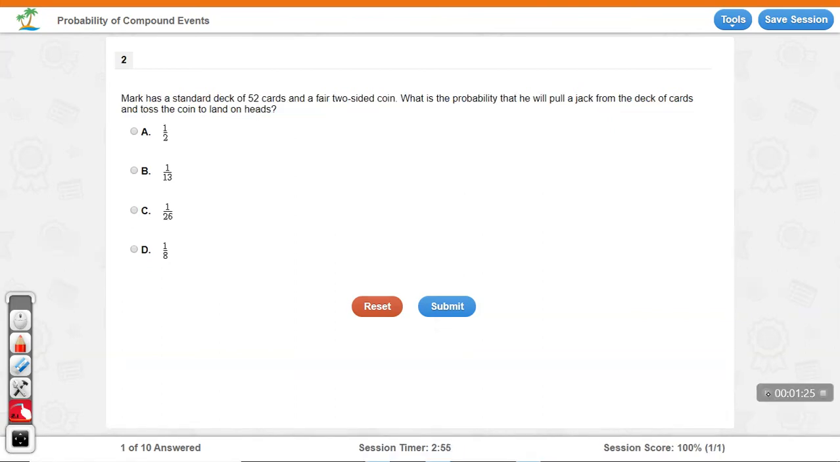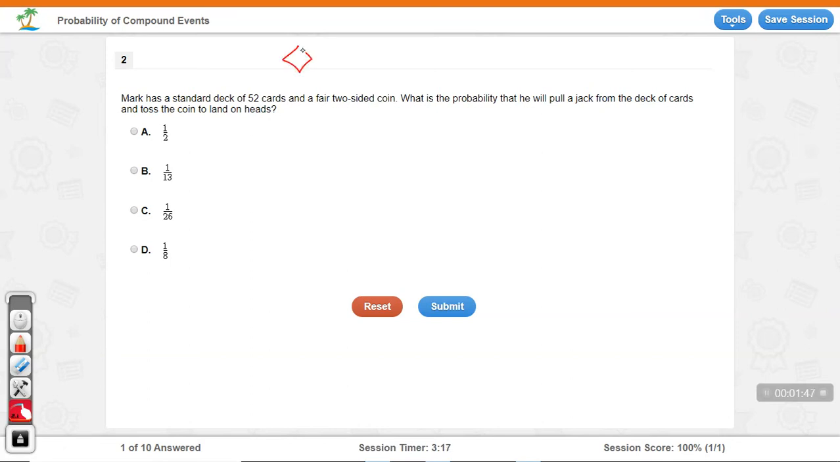Mark has a standard deck of 52 cards and a fair two-sided coin. Fair means that it's not weighted and both sides could land evenly. That's what fair means. You'll typically be doing probability with fair dice and fair coins. What's the probability that he will pull a jack from a deck of cards and toss the coin to land on heads? Now, this does require that you know something about a deck of cards.